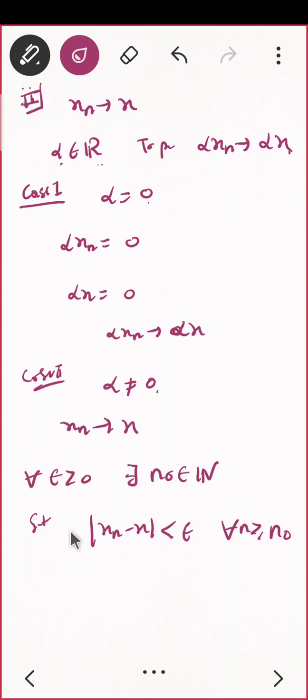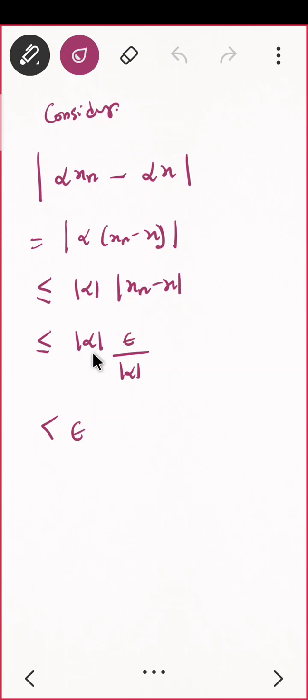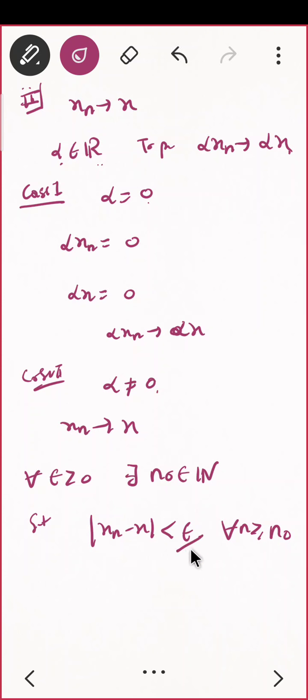But you observe something, do we need epsilon here? Mod of xn minus x, if that should be less than epsilon, then what will my final answer be? That will be epsilon into mod alpha. But I want this to be less than epsilon upon mod alpha, so I can do that. So this is less than or equal to epsilon upon mod alpha. Why? Because mod alpha is a real number, and here we are also given alpha is non-zero, so mod alpha exists, 1 upon mod alpha also exists. So I'll write here, for all epsilon positive, epsilon upon mod alpha is also positive, and I am writing the definition with this epsilon upon mod alpha.